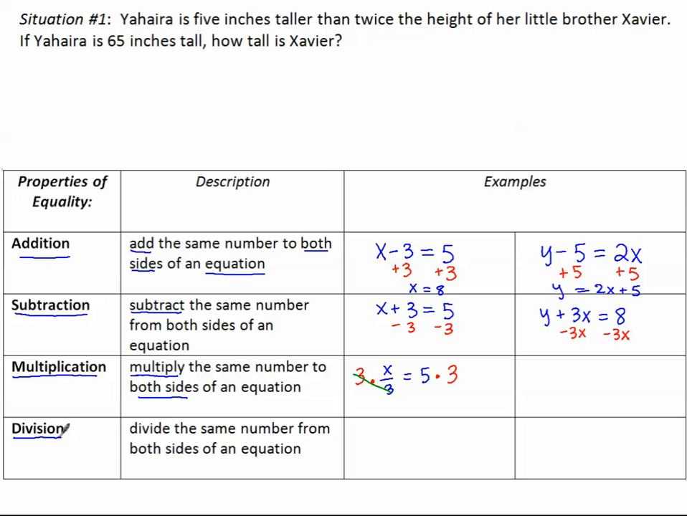The division property of equality is similar. Says I can divide the same number from both sides of an equation. For example, 3x equals 12. I want to solve for x. I want the x by itself. I can divide both sides of the equation by 3, dividing by the same number.